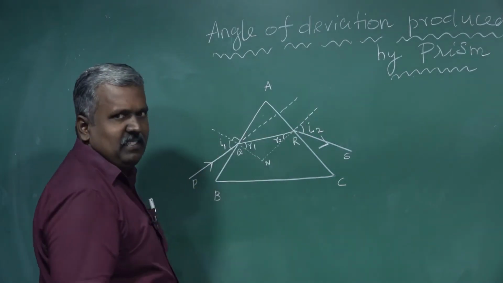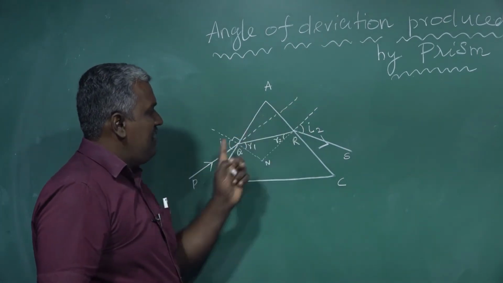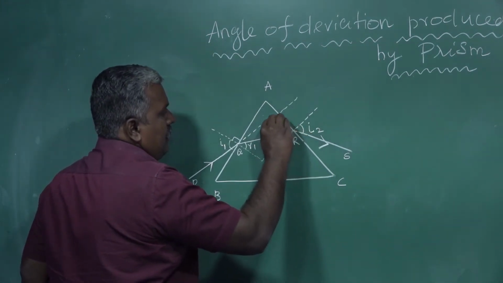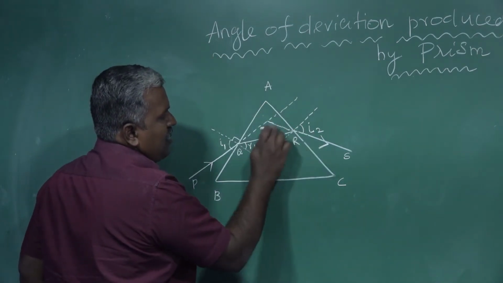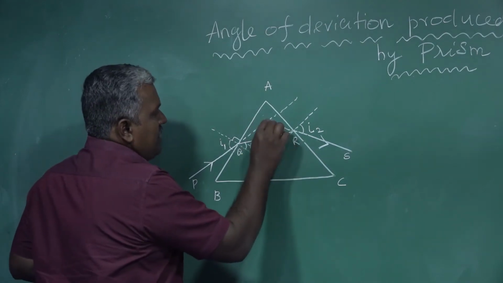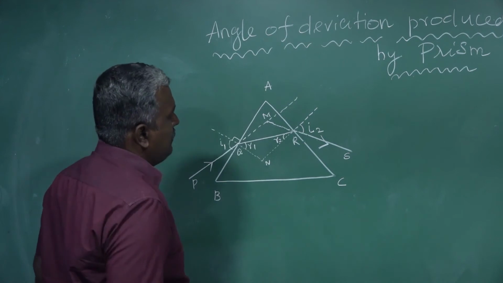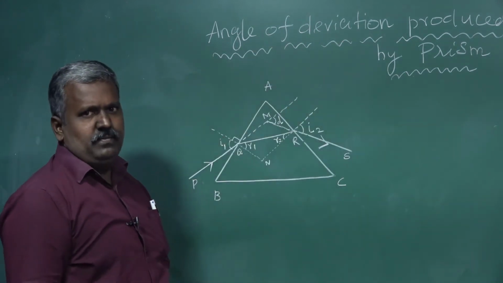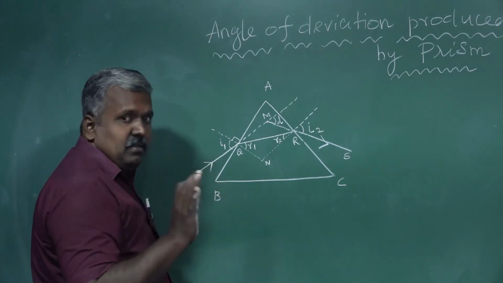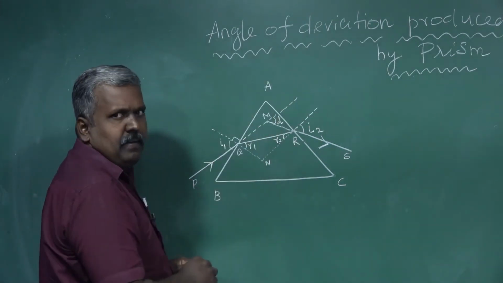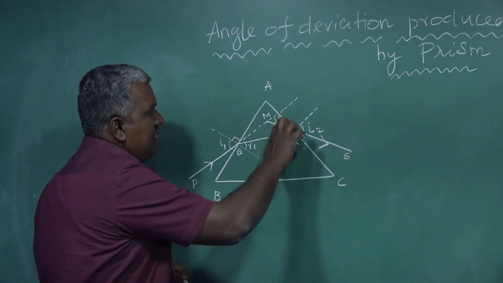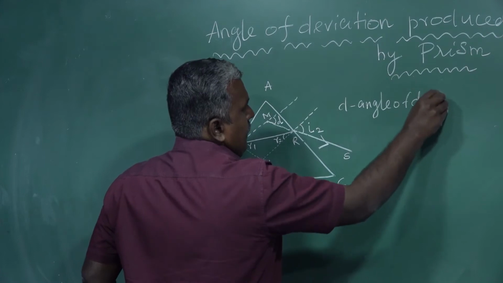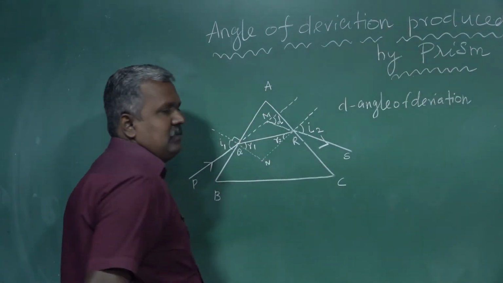Then what is this? The straight path, or direction, of the incident ray, extended, and the direction of the emergent ray. Two lines meeting here. This is called the angle of deviation, small d, that means the angle between the direction of the incident ray and the direction of the emergent ray. It is called angle of deviation, small d.